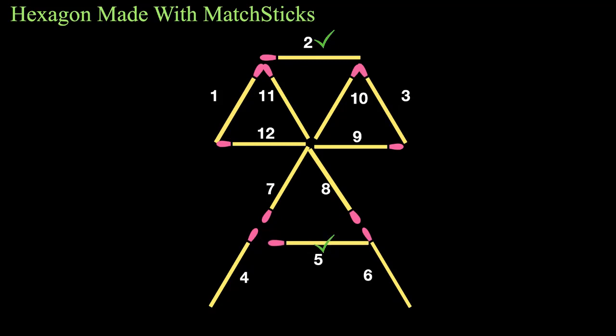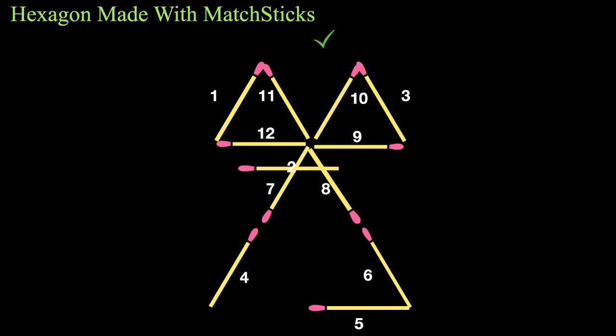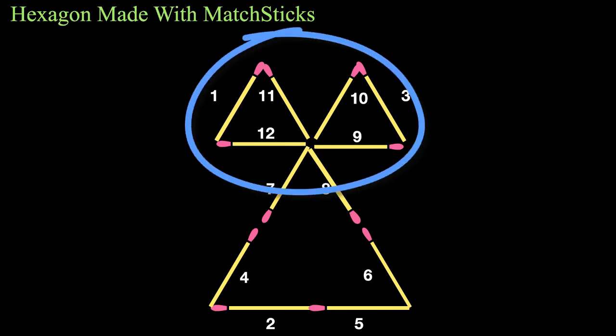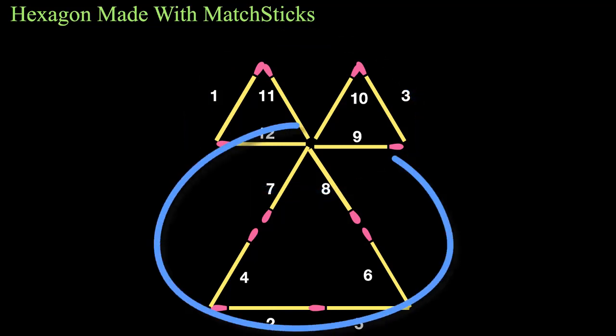Next, move matchstick 5 and connect it to matchstick 6, and it forms the base for part of triangle 3. Finally, move matchstick 2 and connect it to matchsticks 4 and 5, which forms the complete base for triangle 3. Now we can clearly see that there are 3 equilateral triangles. 2 triangles are formed with side equal to a single matchstick, whereas the third triangle is formed with sides of 2 matchsticks.